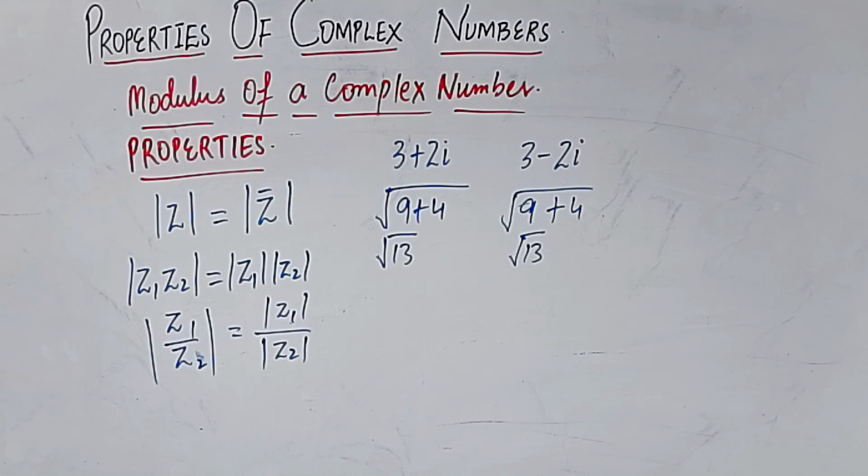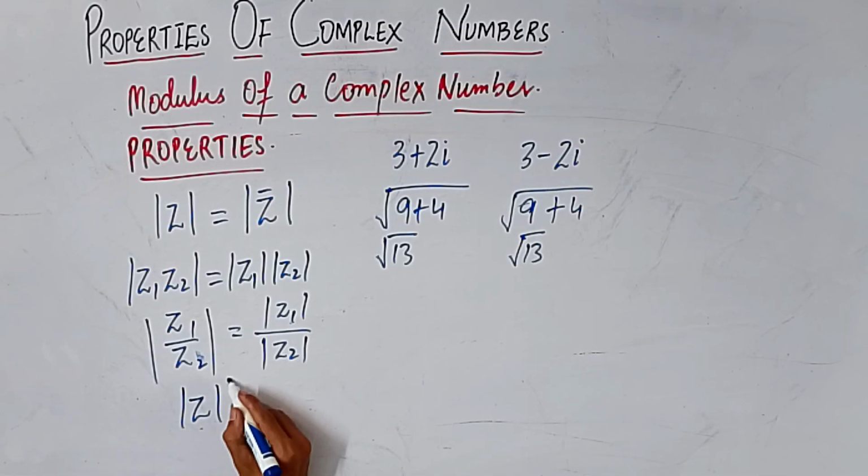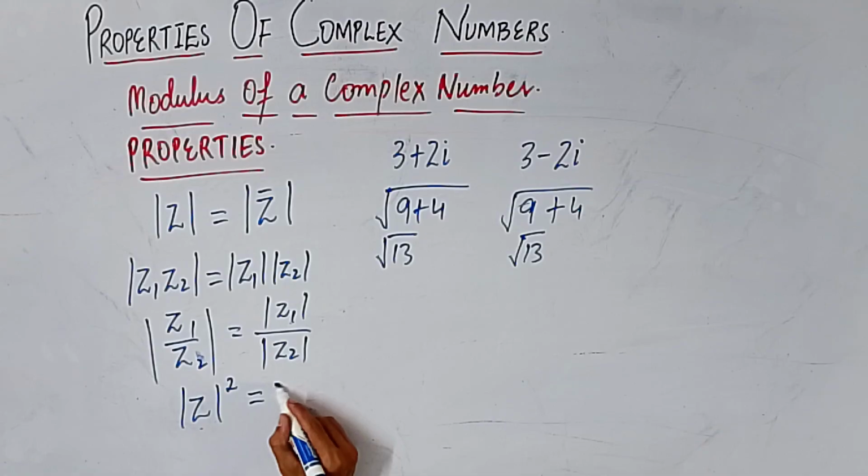Finally, the fourth property says if you find the square of the modulus, first you calculate the modulus and then you find the square, it will always be equal to the product of the complex number with its conjugate, right? So let's prove this particular property.